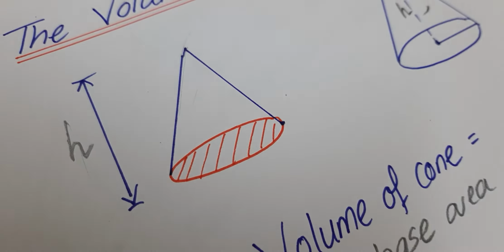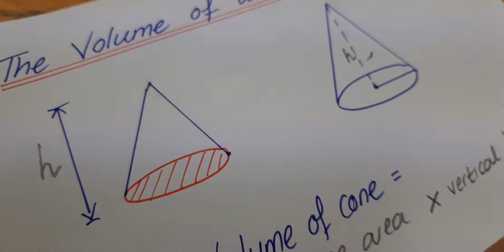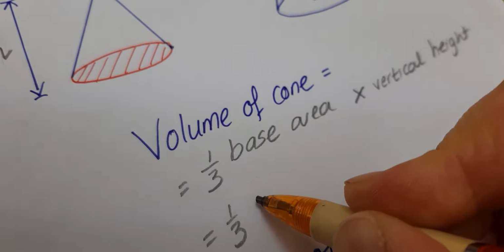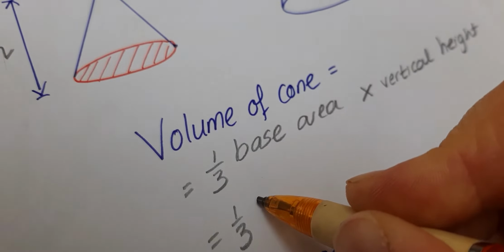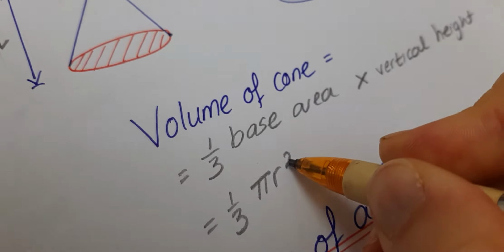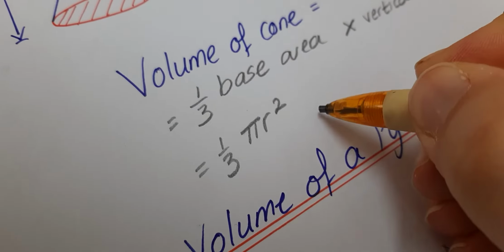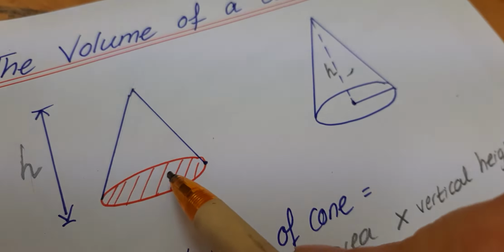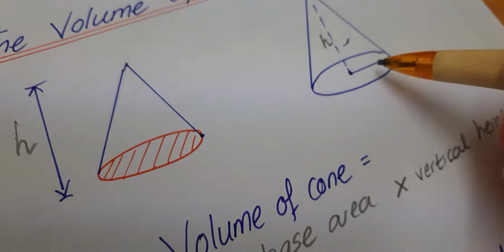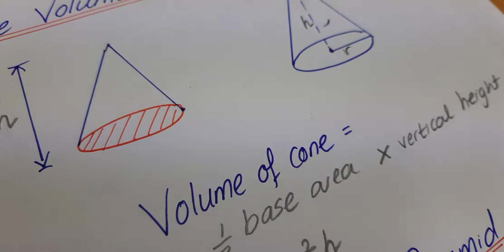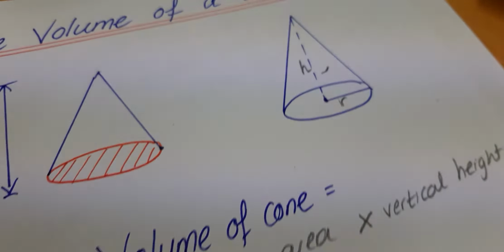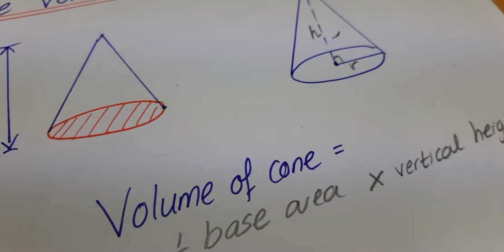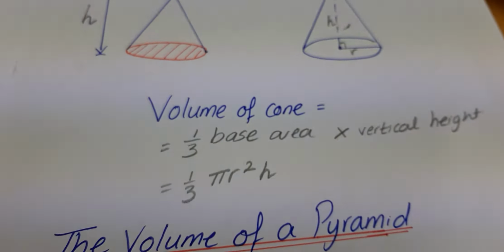Alright, so what is the base? The base is a circle. So what's the area of a circle? The area of a circle is pi r squared. So that's 1/3 pi r squared times the vertical height, which we've already named h. The radius is obviously the radius of this circle at the base. We can just call that r here. Okay, and we can see this is a vertical height, which means it makes 90 degrees with the base. We're thinking in 3 dimensions now.